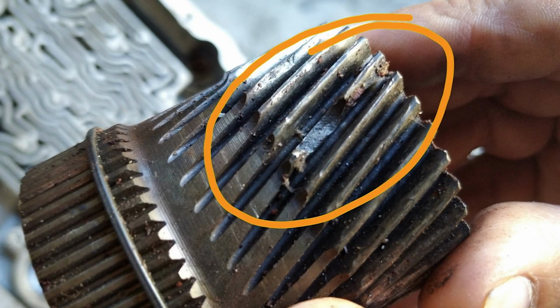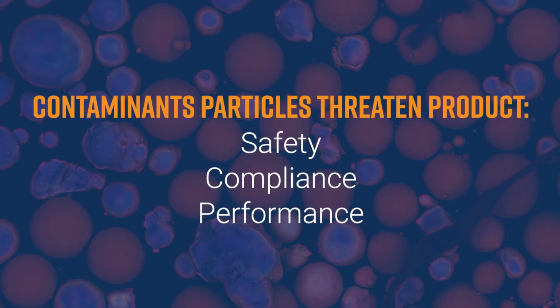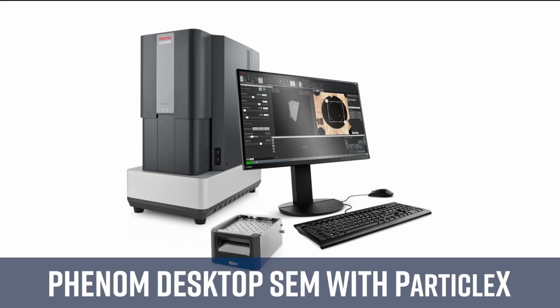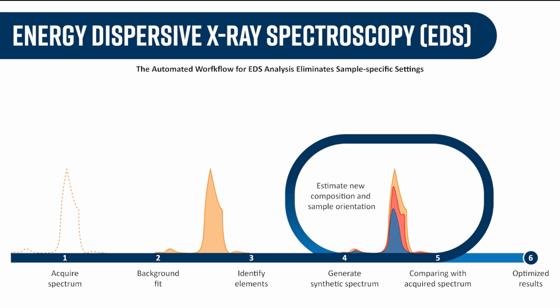Technical cleanliness is a discipline of quality assurance dedicated to locating and classifying contaminant particles which could pose threats to the safety, compliance, and performance of a product. The most effective way to characterize particles spanning micron to submicron sizes is using a scanning electron microscope, or SEM, with energy dispersive X-ray spectroscopy, or EDS.